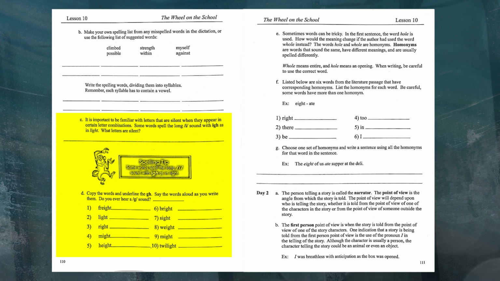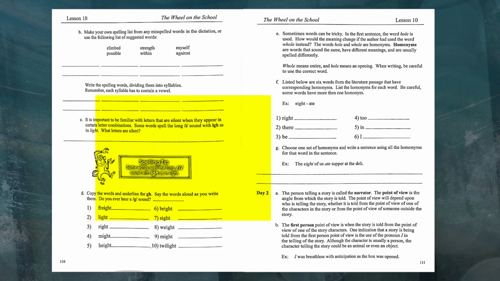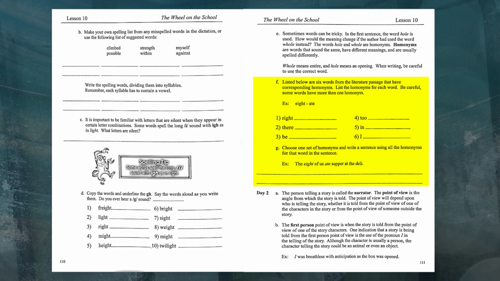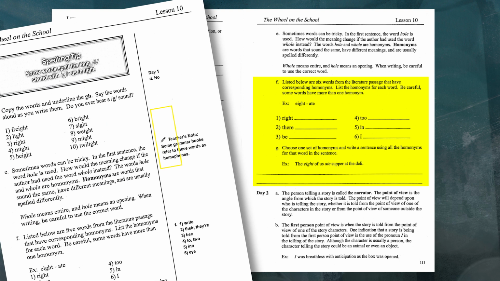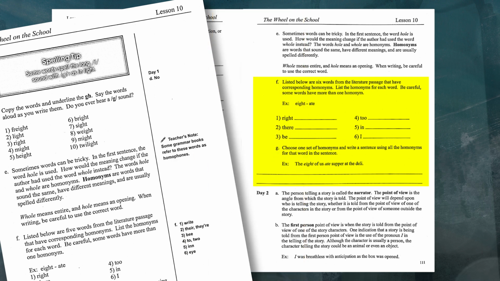There's another list of spelling words, all with the GH sound. Underline the GH, copy the words, and then say them out loud as you write. Review homonyms and complete an exercise. If any of you are concerned that as the teacher you won't know what the correct answers are, don't fret. All answers and suggested answers are provided in the teacher book margin for each lesson.